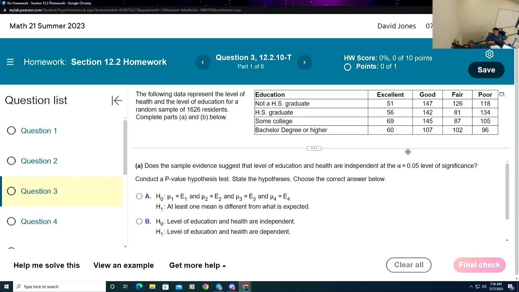All right, so they want to know, does the sample evidence suggest that the level of education and health are independent at alpha equals 0.05 level of significance? I'm going to write that down. Is health and education independent?